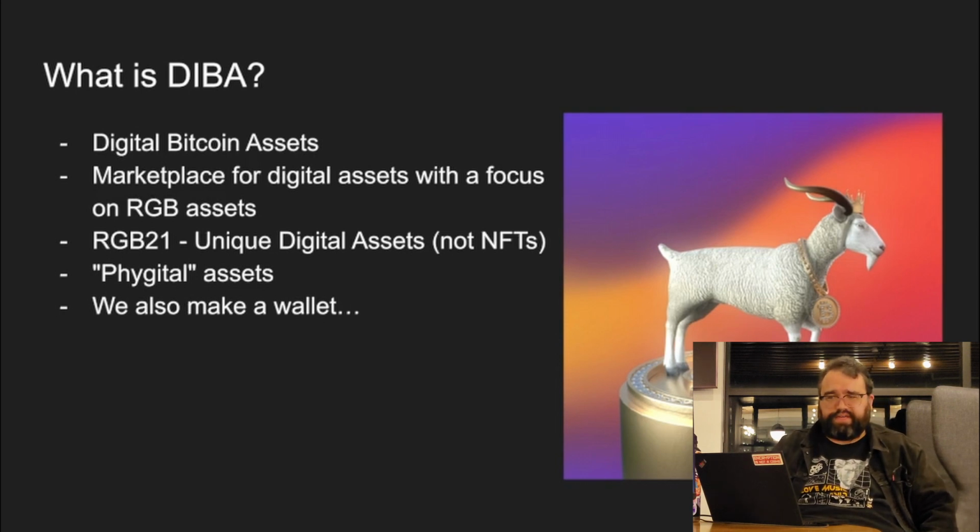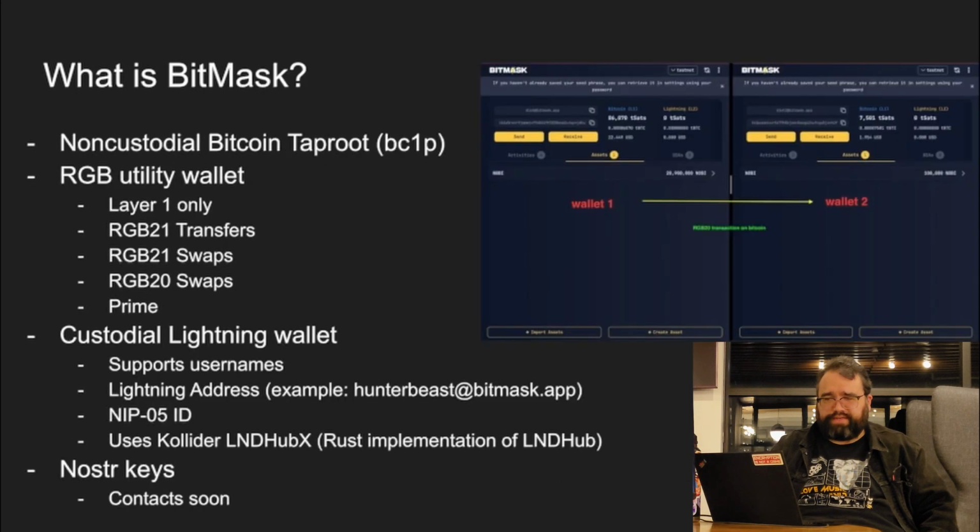We make digital Bitcoin assets. We have a marketplace, and we also have a wallet. This wallet is called Bitmask, and we implement the RGB protocol in it for a number of different uses, which we'll go into some of. We also have usernames in NIP5 and lightning addresses too, which is kind of neat.